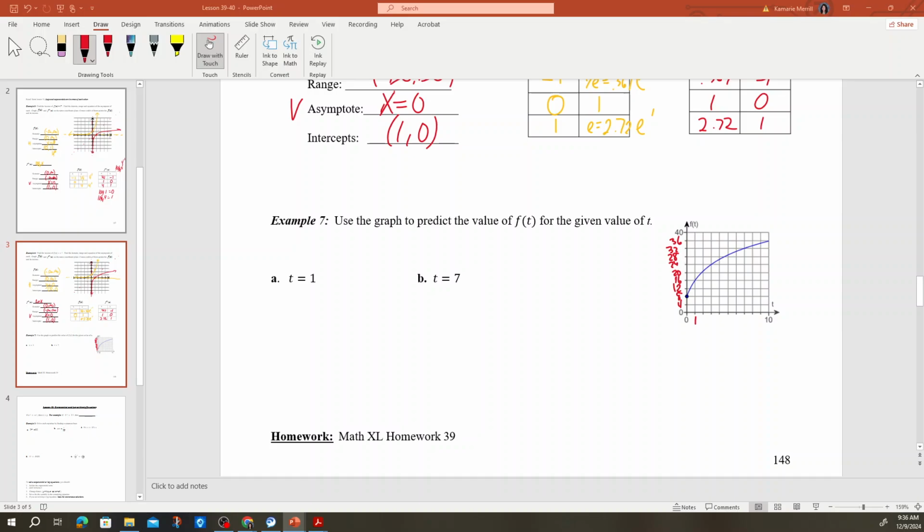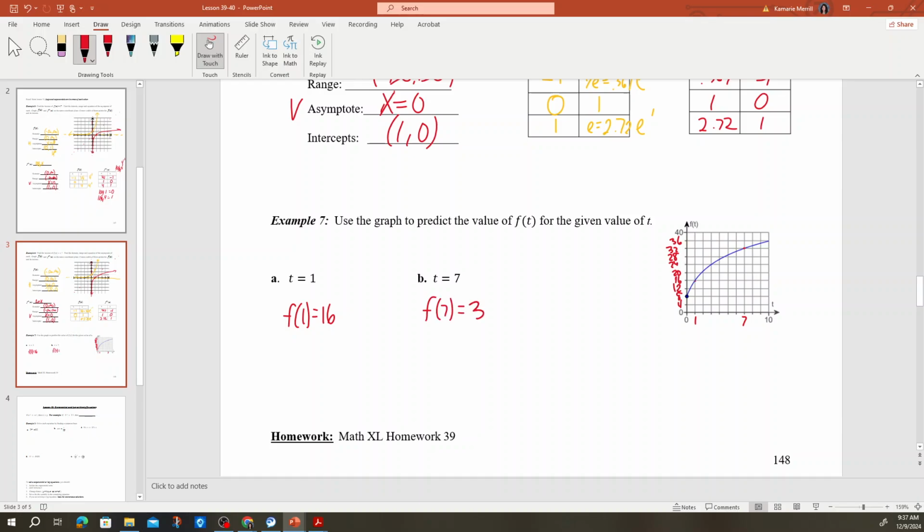So what's it asking me to find when I say when t is 1? I go where? I go along the x-axis at 1, and I go up and I say, what is it? What's f of t, or f of 1? 16. F of 1 is 16. What's it asking me when I say at t equals 7? I go on the x-axis, 1, 2, 3, 4, 5, 6, 7, and I go up and I mark it, and where does it look like it's at? 32. Very good, f of 7.